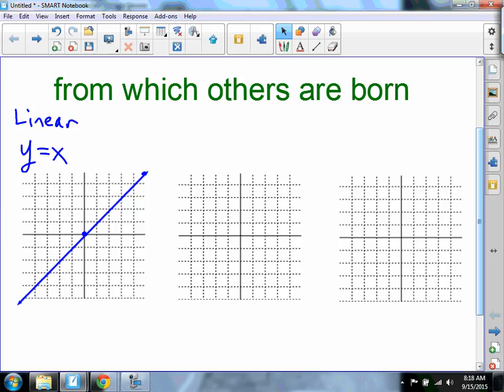What I mean by that is it's a parent function is we're going to have offspring of it. And if you think about the offspring, it's a band. I don't even know what songs they do.